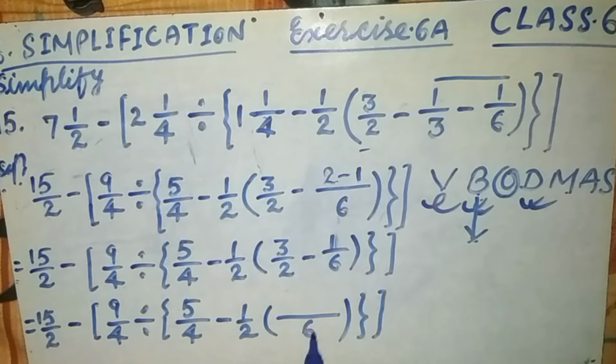6 is the LCM. Divide this 6 by 2, that's 3. 3 multiplied by 3, 3 threes are 9. This is minus. And this 6 is divided by this 6, yes, 1. 1 multiplied by 1, this is here 1. Okay.